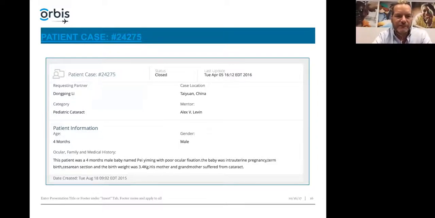This is a 4-month-old, and this 4-month-old is in China. The patient is 4 months old, and they have poor fixation and following behavior. The mother and grandmother also had cataract. Now, in this initial history, we don't know the ages of that. But I would like to show you this one.